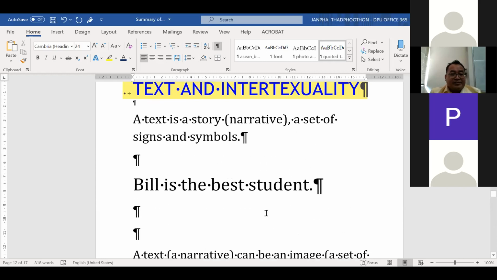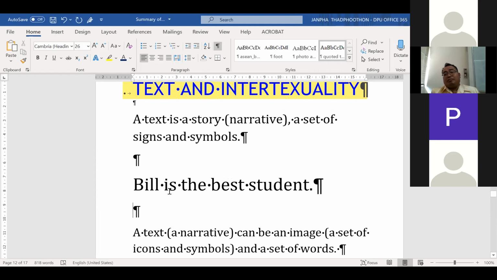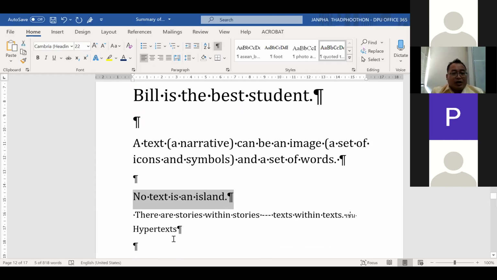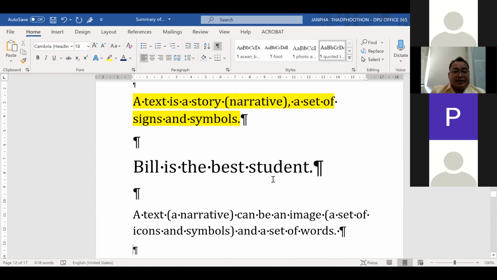So a text is actually a set of signs and symbols. And I want you to remember this. Any questions so far? Now let's move on to the concept of intertextuality.